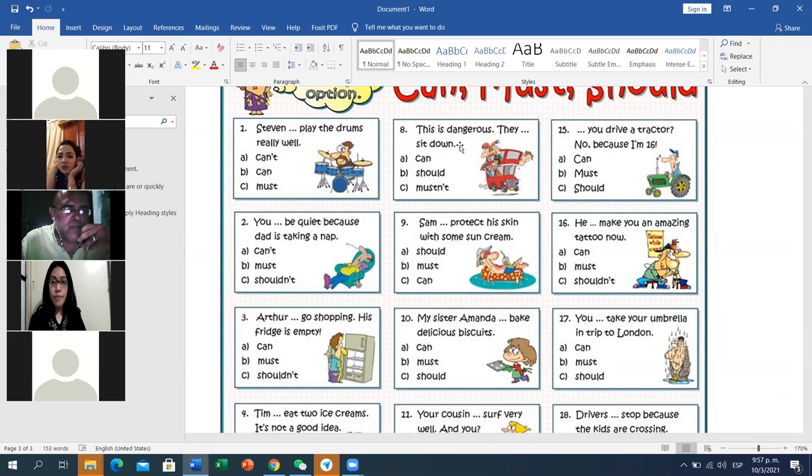Microphone, please. This is dangerous. They can sit down. Ellos siempre se pueden sentar cuando quieren y donde quieren. Él está advirtiendo, esto es peligroso. Ok. Entonces, ¿qué hiciera usted? Son pasajeros.